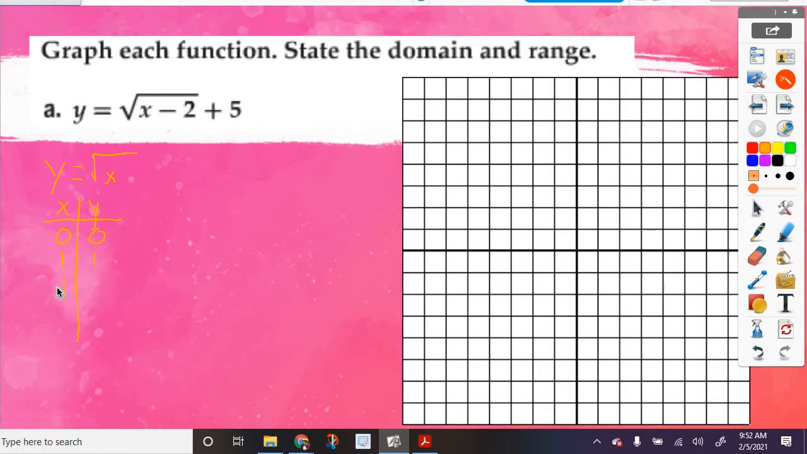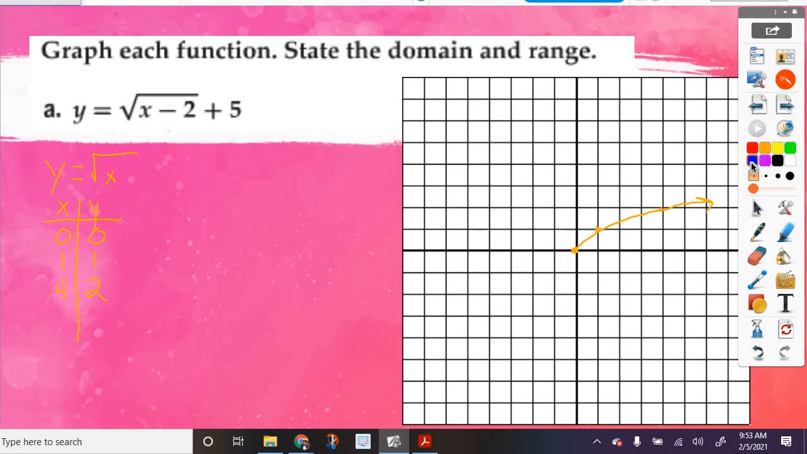So I'm going to go ahead and skip all the way to 4 because now when I plug in 4, the square root of 4 is 2. So with those 3 points, it's going to give me a pretty good idea of what my function is going to look like. So this is the general shape of our parent function.